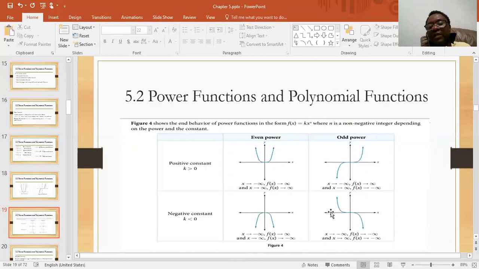And when k is negative, we have the reverse of what we had upwards. So when k is negative, as x tends to negative infinity, the limit is positive infinity, and as x tends to infinity, the limit is minus infinity.